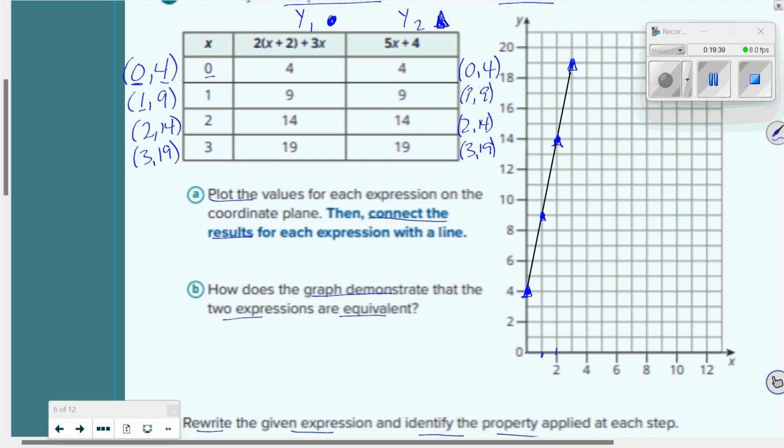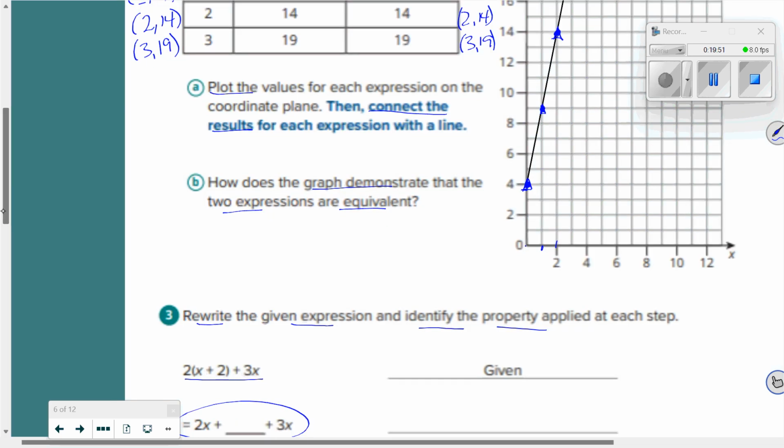So guess what happens when I draw the same line to 2 sets of points? What does that tell me? It's the same. They're equivalent. Okay. How do you demonstrate two expressions are equivalent? The line is the same. If I draw the same line, they are equivalent expressions.